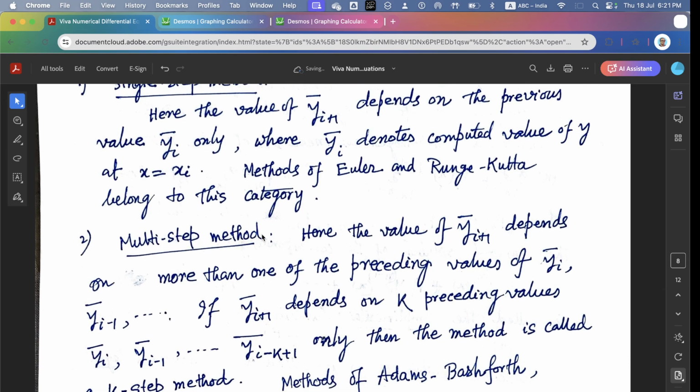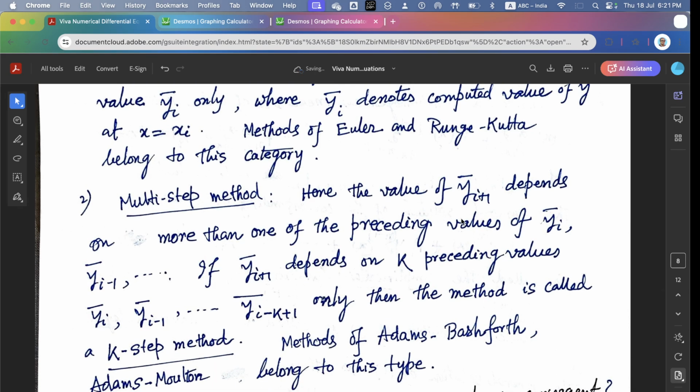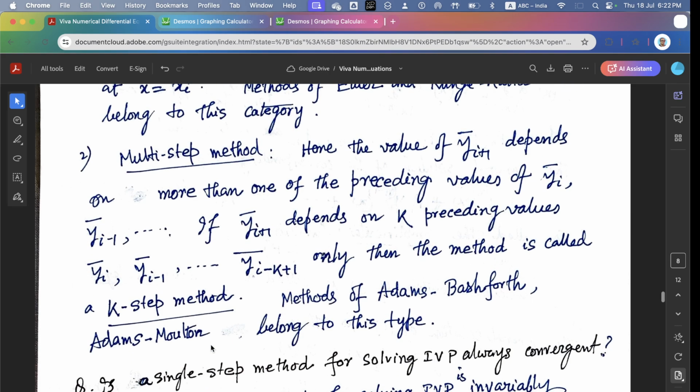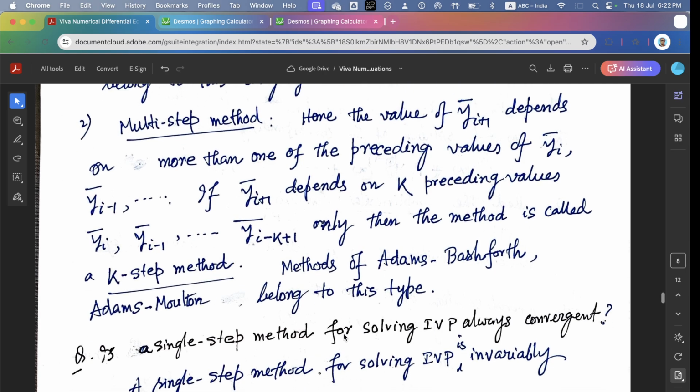In multi-step methods, the value of y(i+1) bar depends on more than one preceding value: y(i) bar, y(i-1) bar, and so on. If y(i+1) bar depends on k preceding values, y(i) bar, y(i-1) bar, up to y(i-k+1) bar only, then the method is called a k-step method. The Adams-Moulton method belongs to this type.